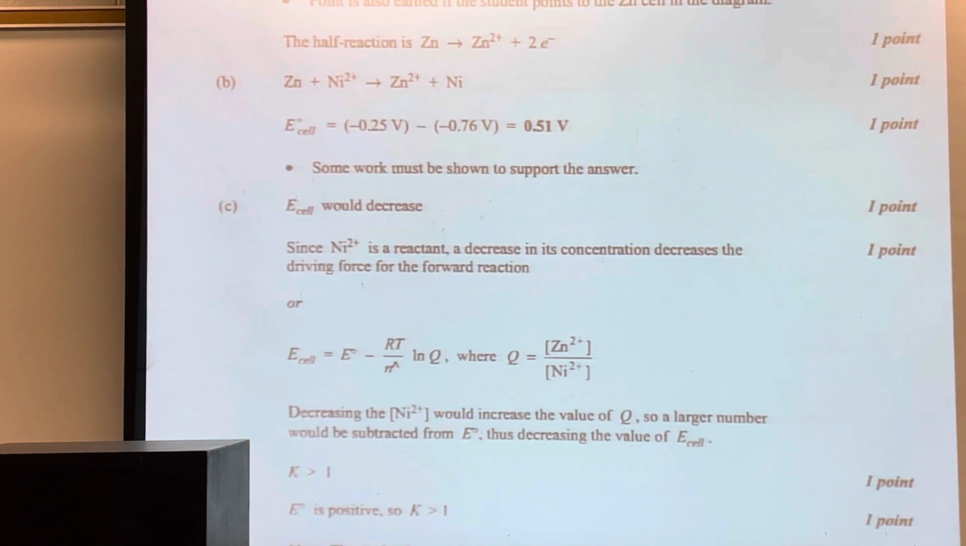Notice the statement, some work must be shown to support this answer. Don't just do it on your calculator and put the answer. You just got to show the red minus ox.